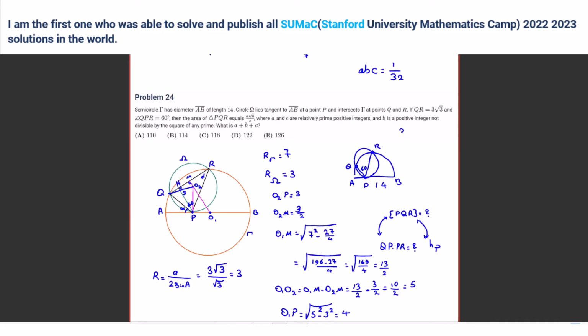So the answer is 33 over 10 times what? Times 3 square root of 3 over 2. Yes, so it would be what? 99 root 3 over 20. Okay, so the answer is what? D. Okay, understand completely how we solve this? Yeah. Okay.